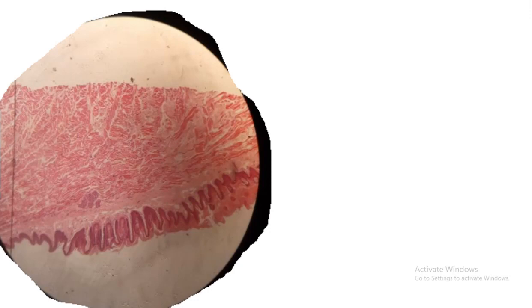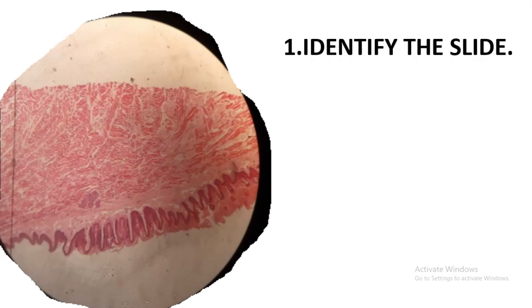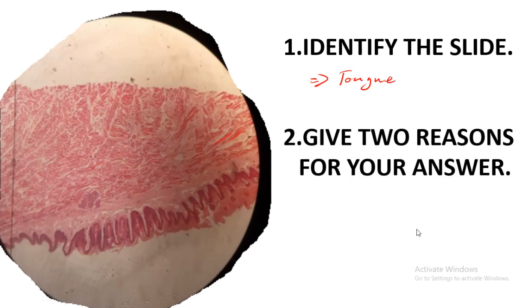We have been given this slide, and the question is identify the slide. If you look at this slide, it has some muscles, some striation of the skeletal muscle, and also you can look at the connective tissue around the muscle fibers. In that case, this is likely to be the tongue. The next question is saying give 2 reasons for your answer.